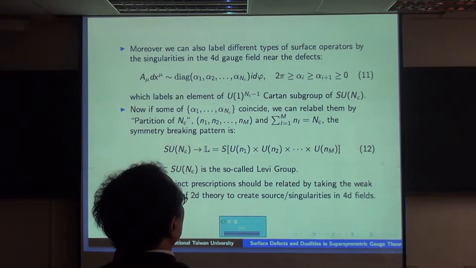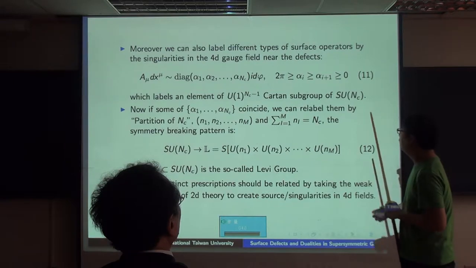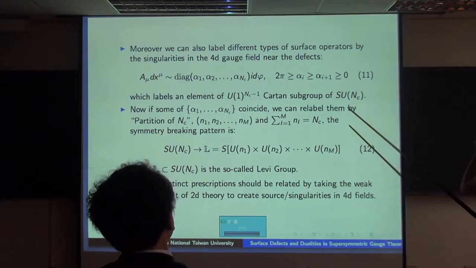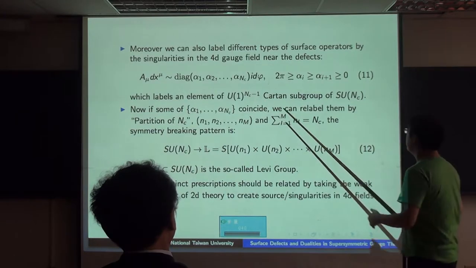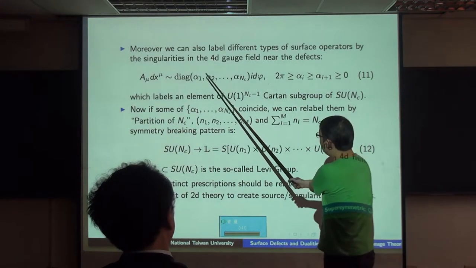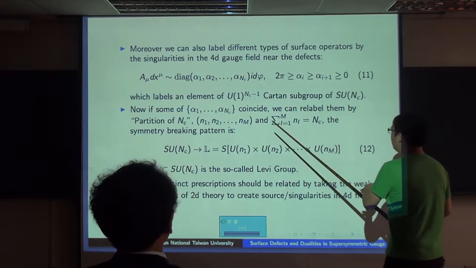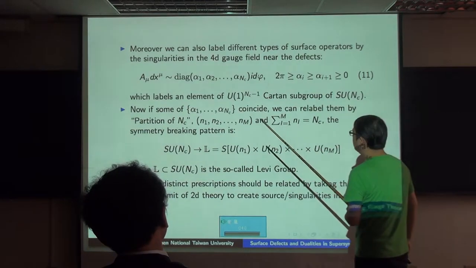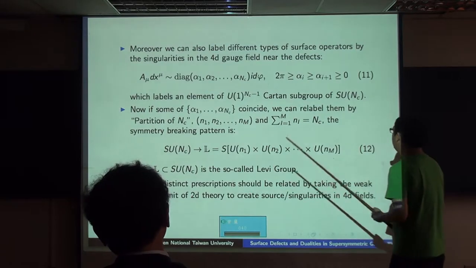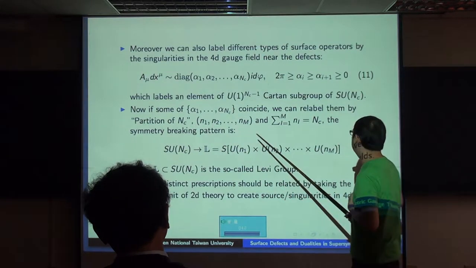Well, of course, just now there was another description that we had on slide 1, when we zoom in on the center of the surface operator that develops the singularity. So there's another way to describe those defects in the 4D theory, which is labeled by different singularity patterns when you zoom in on the surface operator. And those numbers, alpha 1, alpha 2, up to alpha N_c, are really labeling the elements of a U(1)^(N_c-1) Cartan subgroup. So suppose some of those integers coincide with each other, then we are labeling them by a partition of N_c numbers.